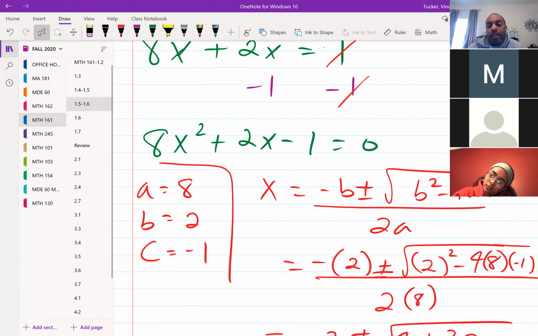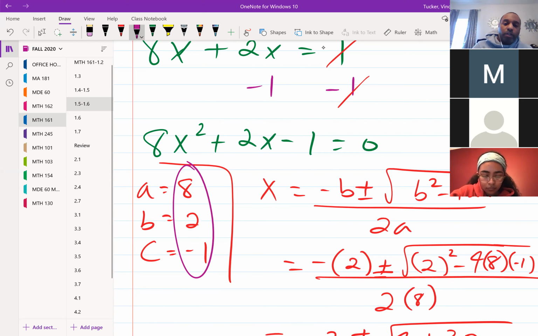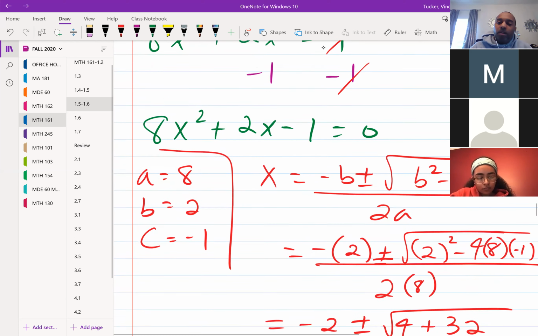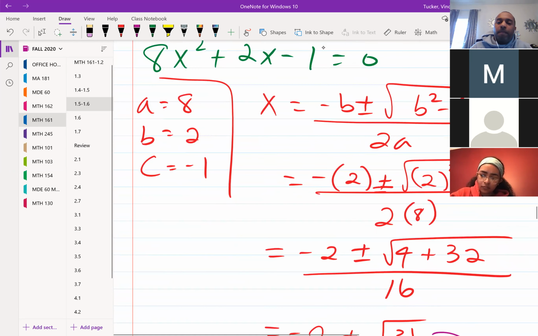So we have negative 2 plus or minus the square root of 2 squared minus 4 times 8 times negative 1, over 2 times 8. Once again, all we did was plug in 8, 2, and negative 1 accordingly. All right. Any questions with the substitution? So from there, you go to simplify.